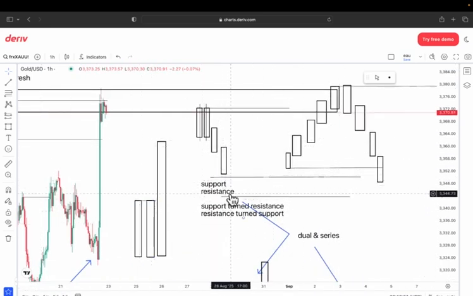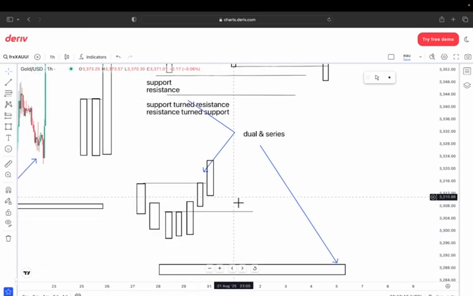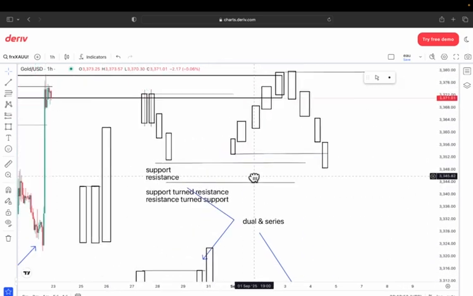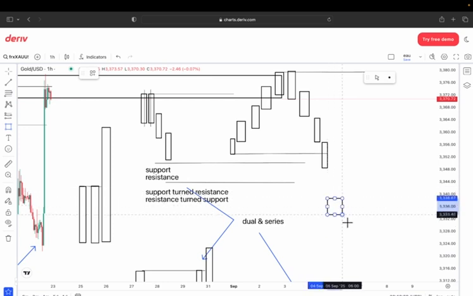And then we have the support that turns resistance. If the support fails, it turns into a resistance. If the resistance fails, it turns into a support. A resistance that should turn to support must be on an uptrend like this. A support that should turn into a resistance must be on a downtrend. The diagram of a support that turns into a resistance.